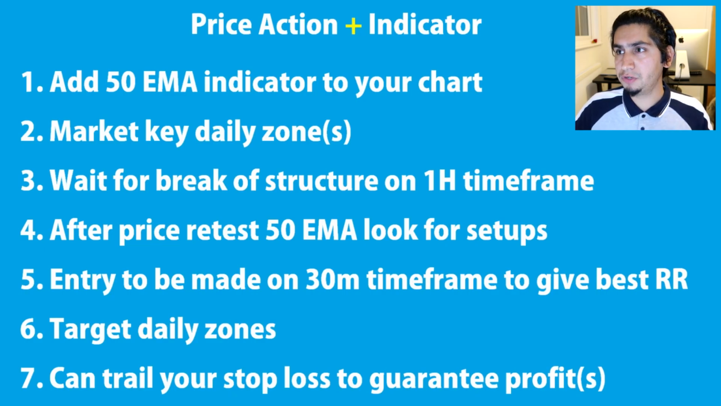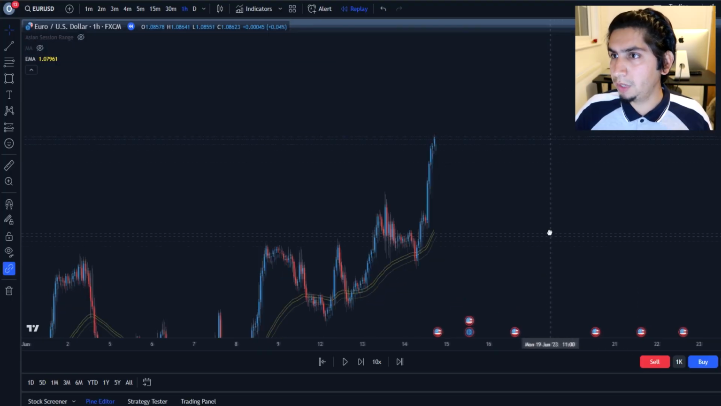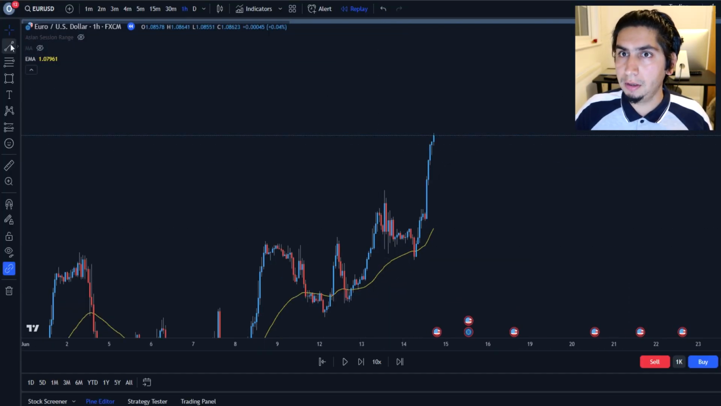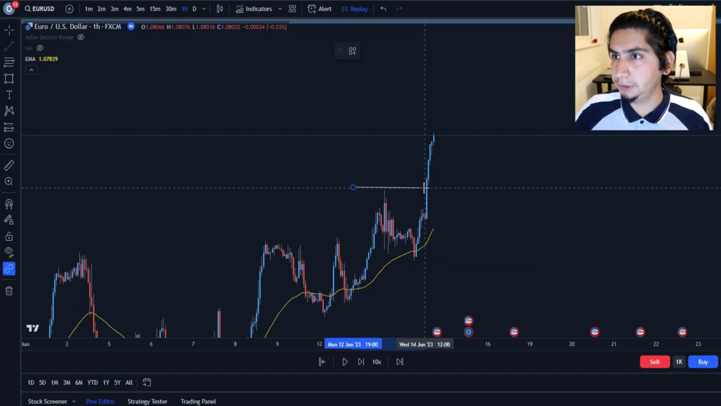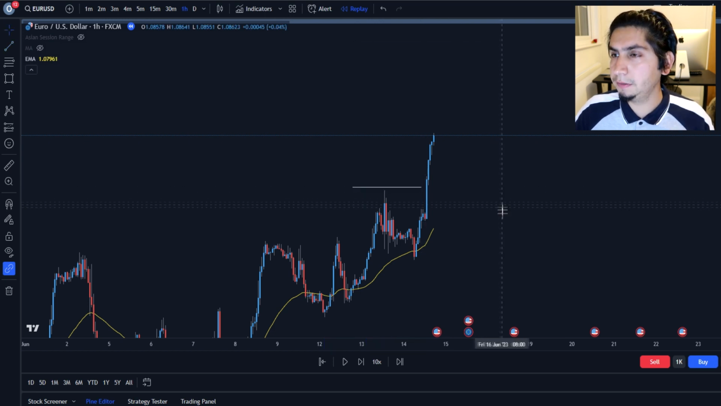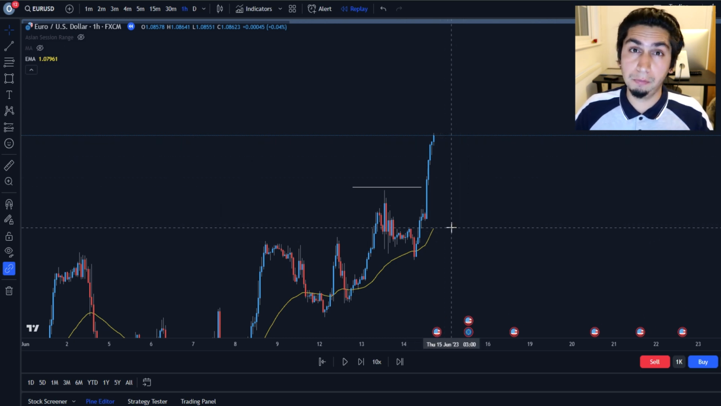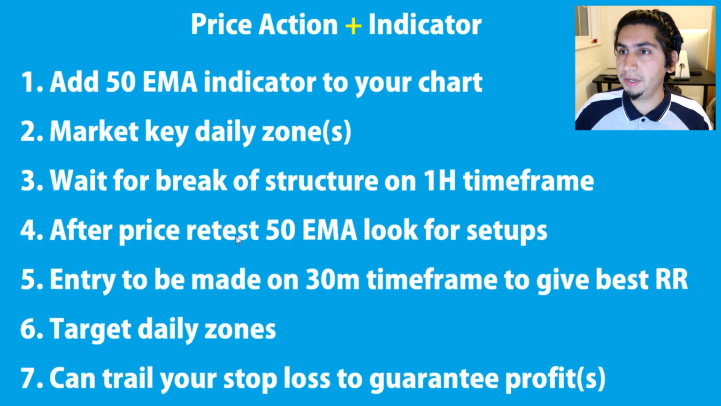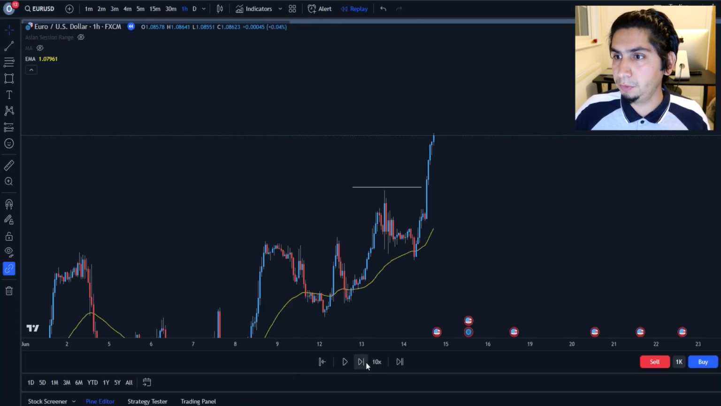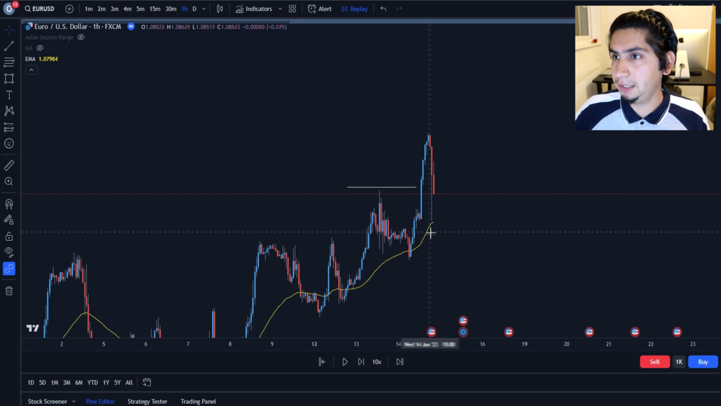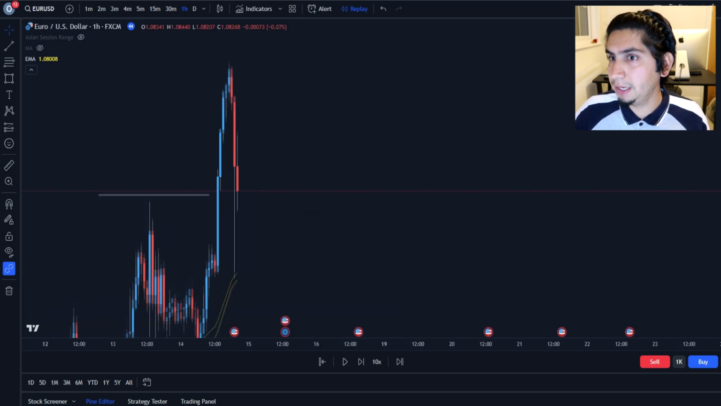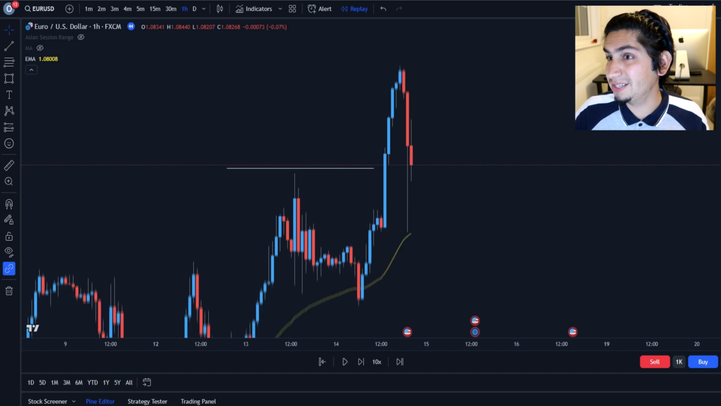So wait for a break of structure on the 1 hour time frame, which we had here. So we had structure here, price broke it over here. Okay, now what we are waiting for is price to retest this 50 EMA for us to look for potential setups. So after price retests 50 EMA, look for setups. Okay, so all of this we do nothing. Price hasn't really touched the EMA, so if you look at it, it hasn't touched it, so it doesn't count.